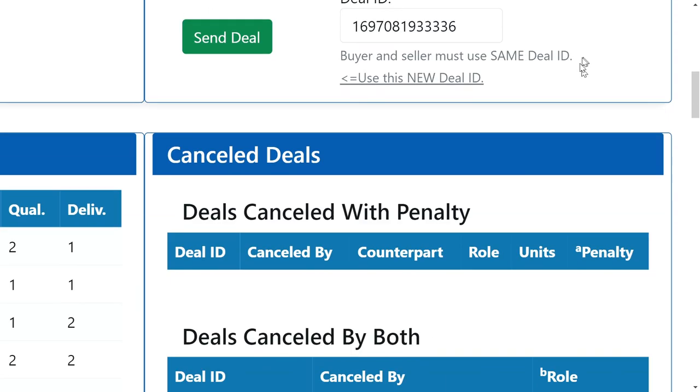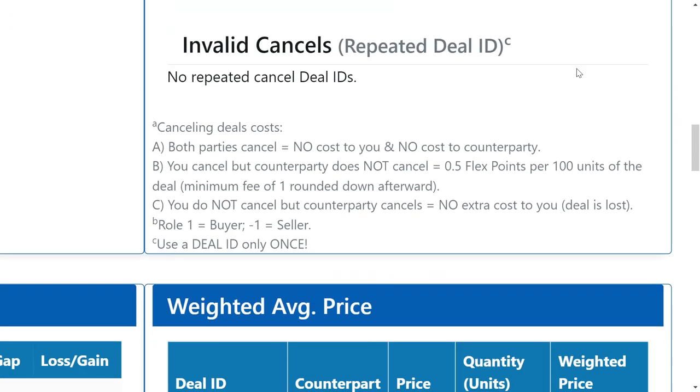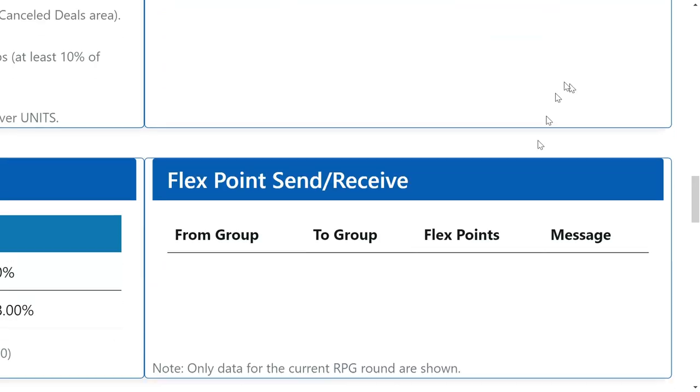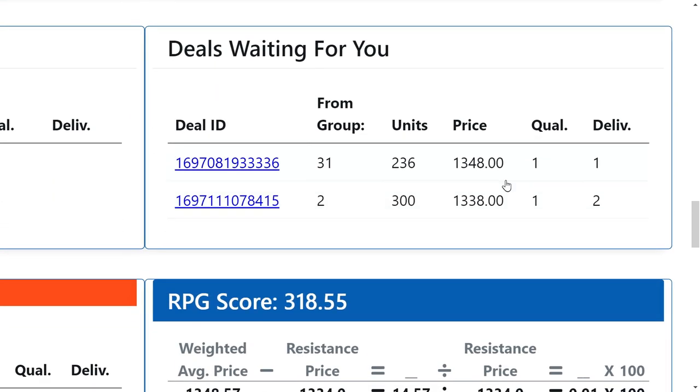So if we go ahead down the app here, back, we can see the exact same information here. We have Group 31, right here. We have the deal ID here, and the price was $1,348. So everything we have is the same, it's just automatically sent up to the top.